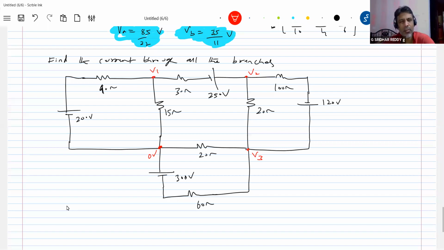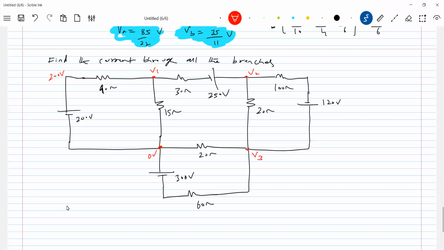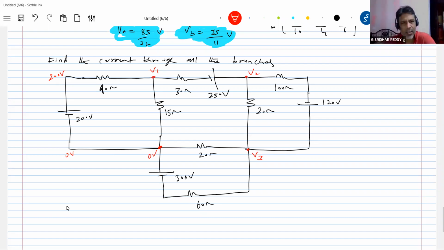No need to assume many things. Some students assume here 200, and here a 0. Nothing wrong, but anyway we are going to write loop equations, no? That will be covered. So no need to assume many unknown nodes. We should assume the minimum number of nodes so that calculations become easier. If more nodes are there, that many equations will come into the picture. Are you getting this? So just don't assume that.